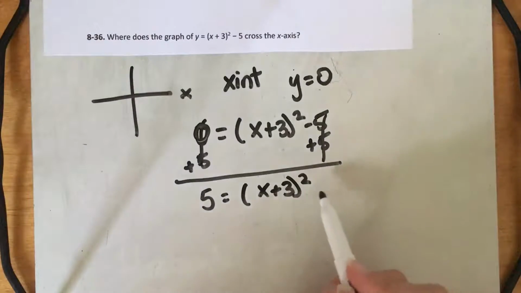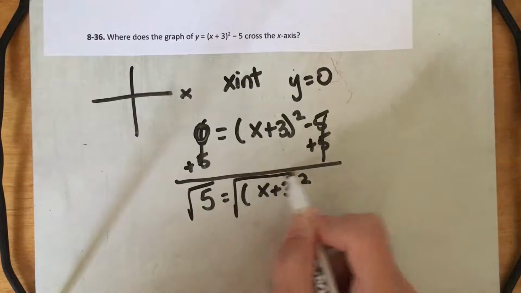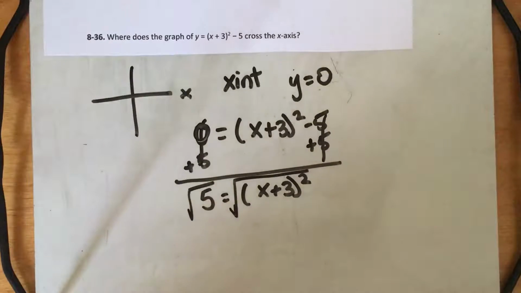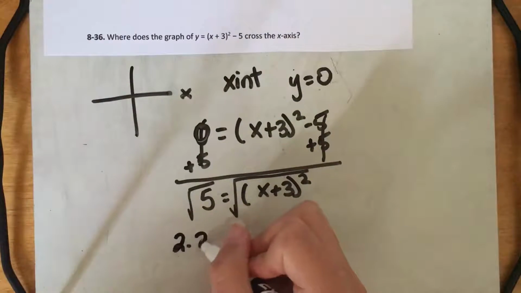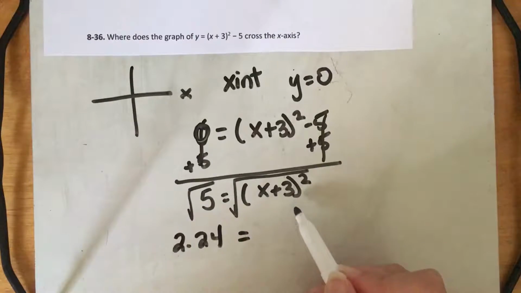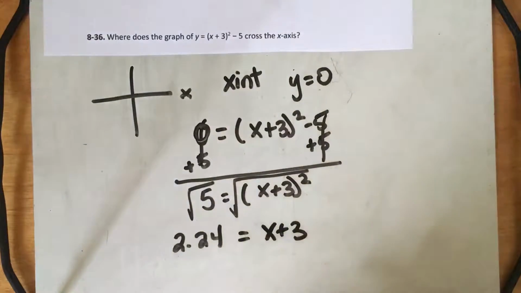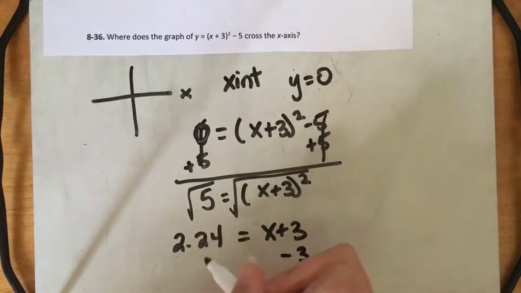So then what we're going to do is get rid of the squared. So I need to take the square root of both sides. That would undo the squared. So here's my square root on both sides. Now the square root of 5 I'm going to round to about 2.24. Equals, now this right side just becomes x plus 3. The squared and the square root will cancel out. Okay? So we have that, and I'm going to minus 3 from both sides.